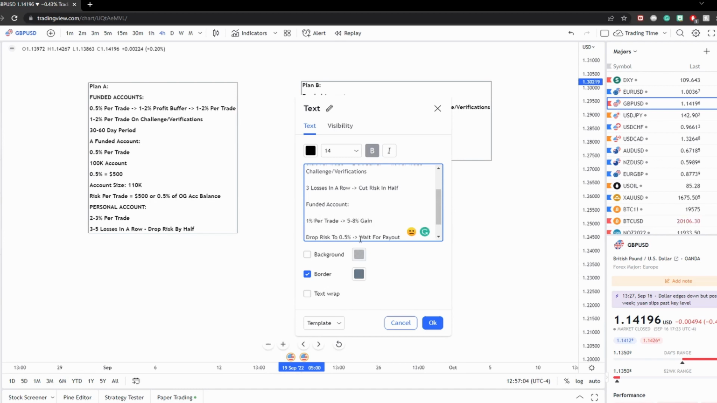And then you drop risk to 0.5% after you had a 5.8% gain, drop risk to 0.5, wait for payout. Very simple. You can do something like that as well. There's nothing wrong with that. So leave that there. And then personal account.